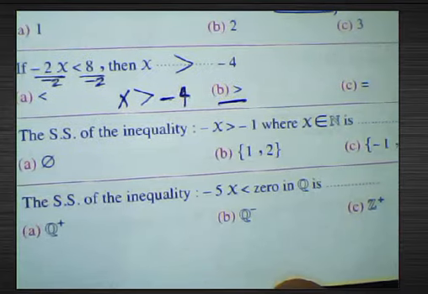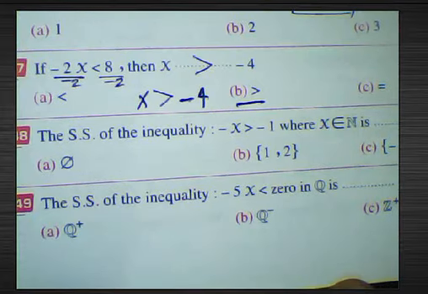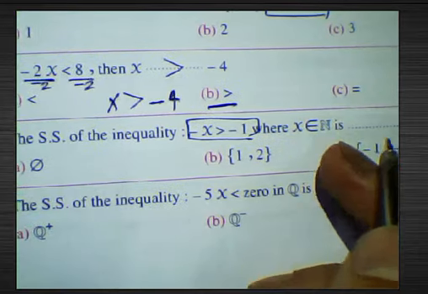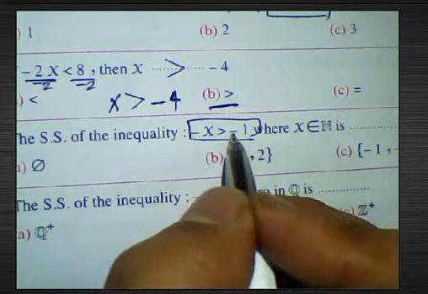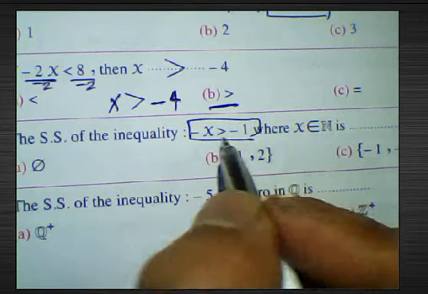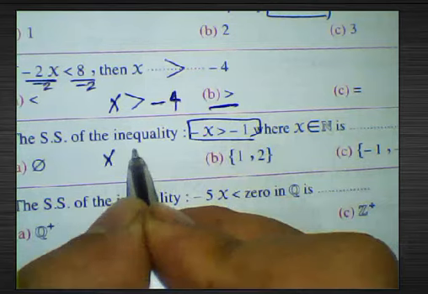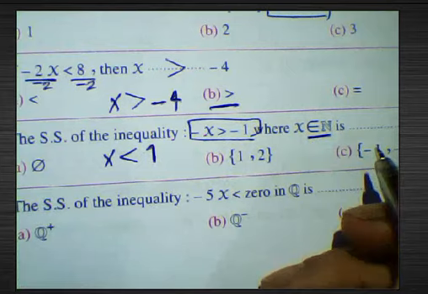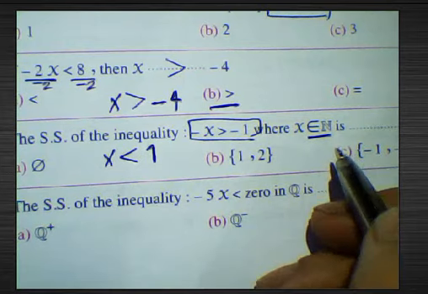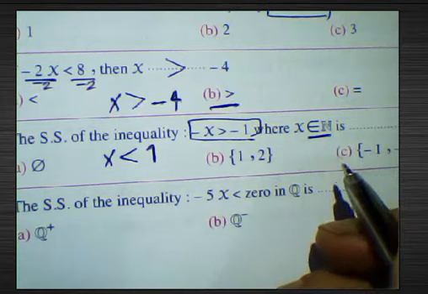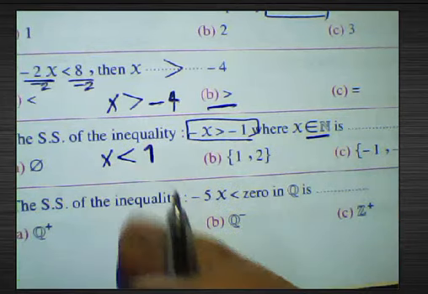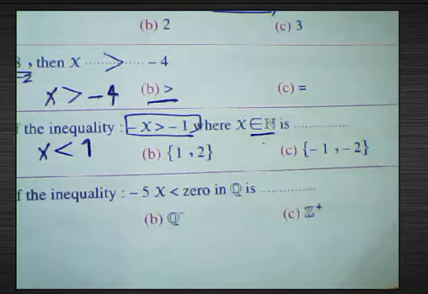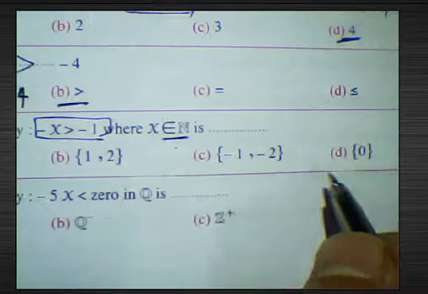The solution set of the inequality -x greater than -1, where x belongs to N, equals what? We can solve this inequality in the natural numbers. We multiply -1 on the left hand side and right hand side, so x will be less than 1. In N we don't have any number... we have x less than 1 in natural numbers. It will be only 0, because he asked about natural numbers only. So the result of this inequality will be 0 only.